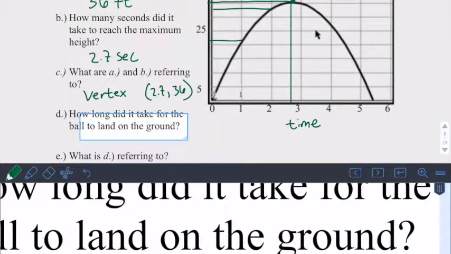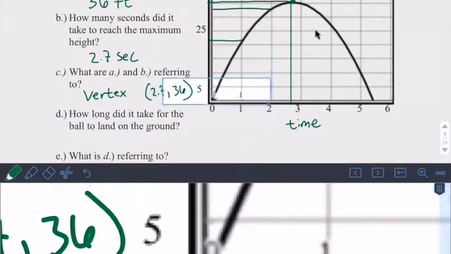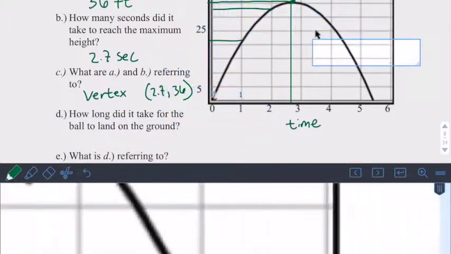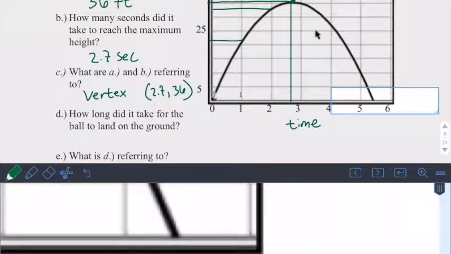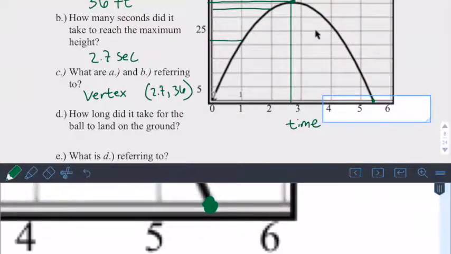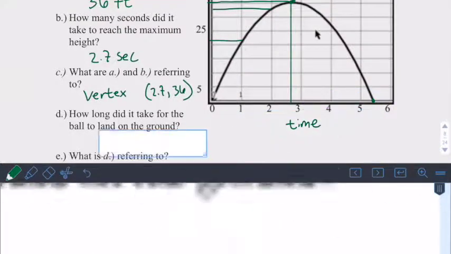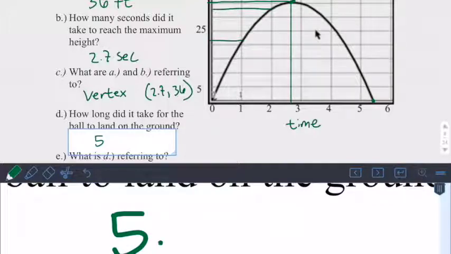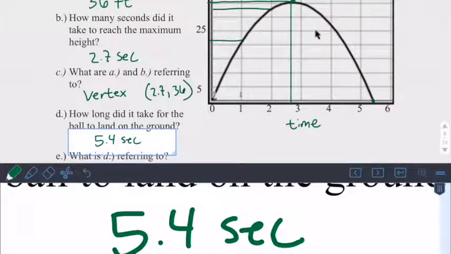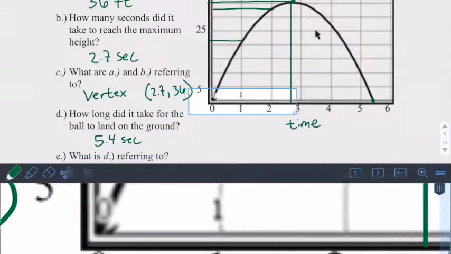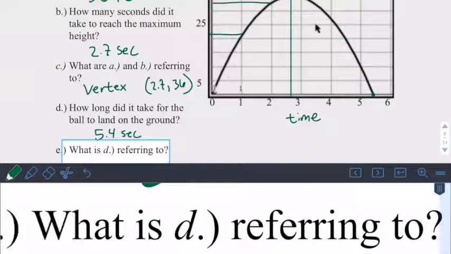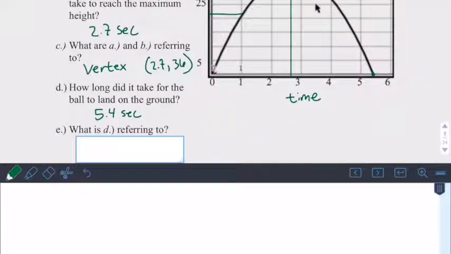How long did it take for the ball to land on the ground? Well, the ground is at height 0 down here. So you can see it took about, and I'm estimating again, 5.4 seconds before it hits this ground. Remember, 0 feet. So what is this referring to? This is referring to our x-intercept.